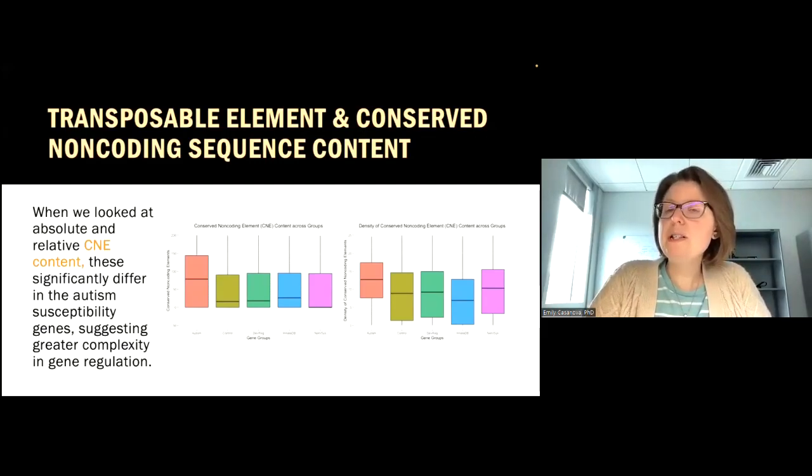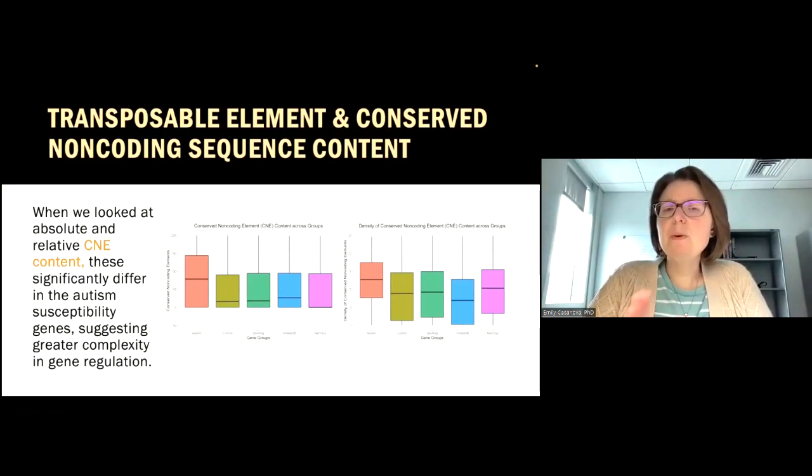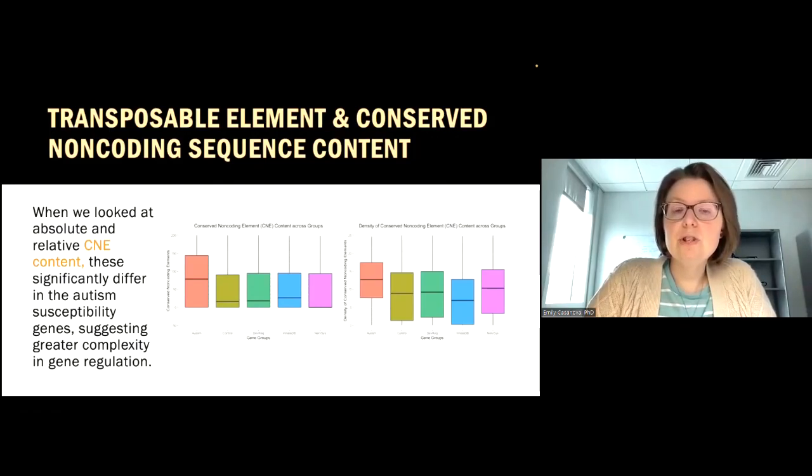So they're not part of the coding sequence. They're not going to produce a protein. So instead, they're more likely part of the regulatory elements that we see in DNA that help to regulate gene expression on some level. And so we've got a bunch of these conserved non-coding elements tucked inside the introns of genes, as well as in other regions, but we're looking strictly at the intronic ones. And so we looked at the differences of these conserved non-coding elements across the different gene groups.